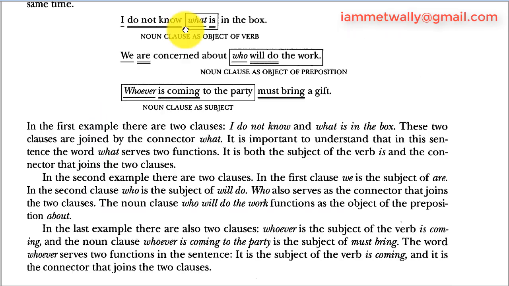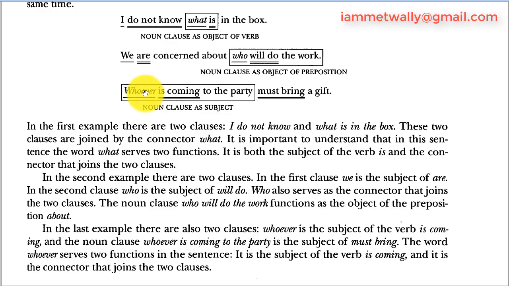Let's see. I don't know what's in the box. Subject, verb, subject, verb. Okay, and this noun clause here is working as the object of the verb know. We are concerned about who will do the work. Subject, verb, and together a noun clause. Whoever is coming to the party must bring a gift.